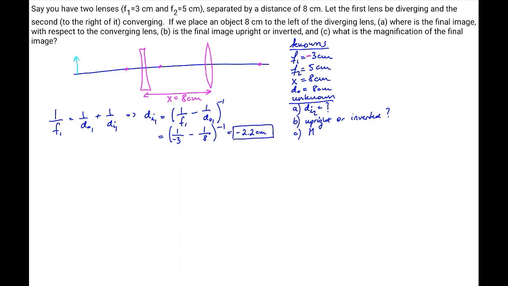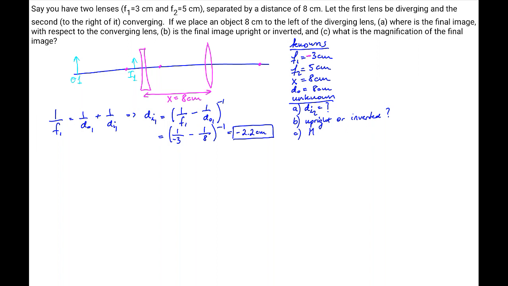Let's stop and think. We have a negative sign here for an image distance. Remember that a negative sign for the image distance means that the image is formed on the same side as the object because it's a virtual image. So our image is going to be somewhere here. This is object 1, this is image 1. So our answer makes sense. It should be negative because it should be in front of the lens.